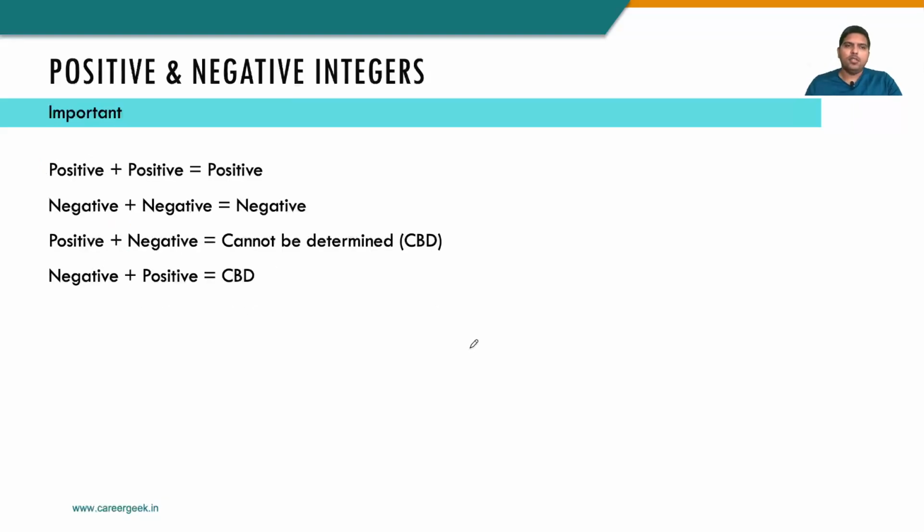Now, these are some basic things that we'll need to remember. If you add two positives, you'll always end up getting a positive. So for example, if I say 3 plus 2, okay, I'll get 5, which is positive. Now similarly, if I'm saying negative plus negative, if I add -2 and -3, what will this be? -5, right? So this will be negative. So these two are clear.